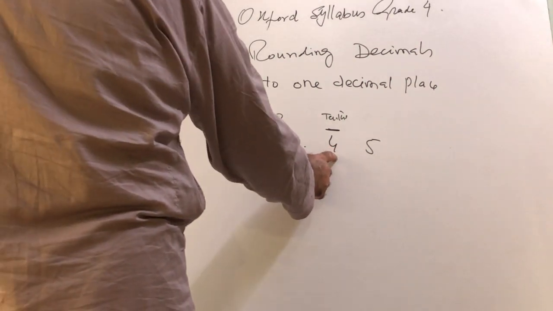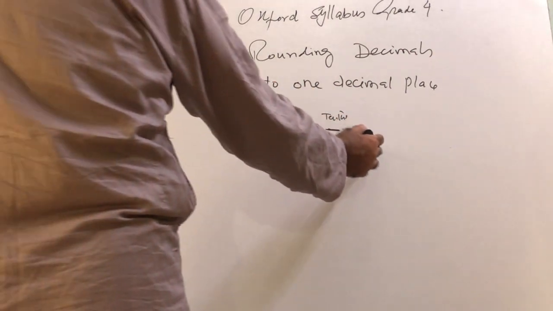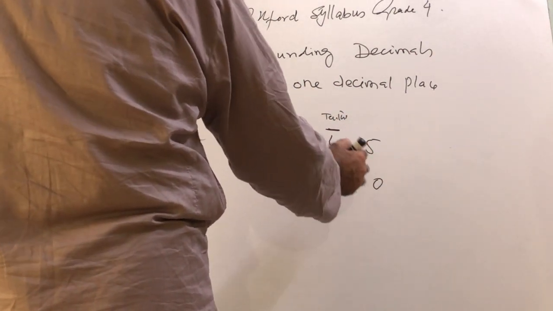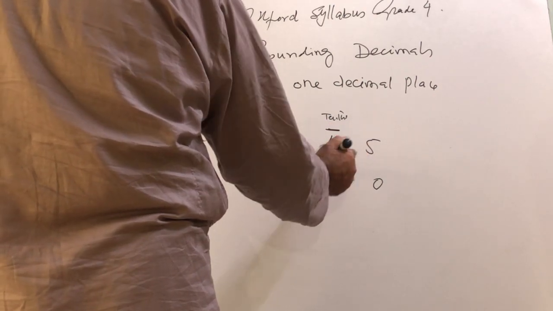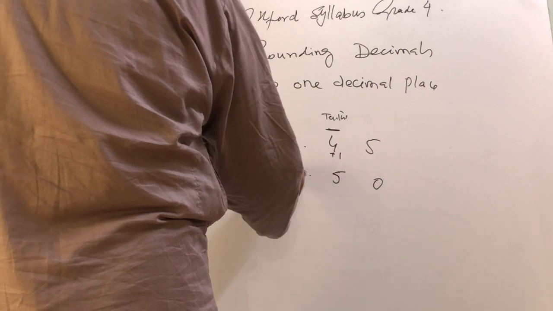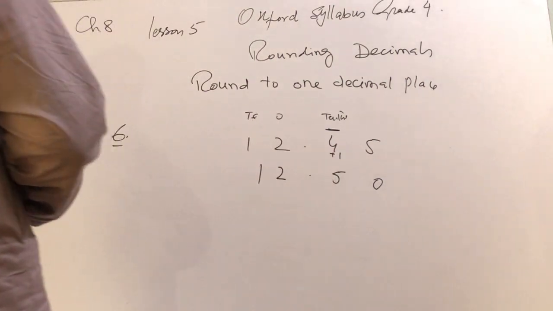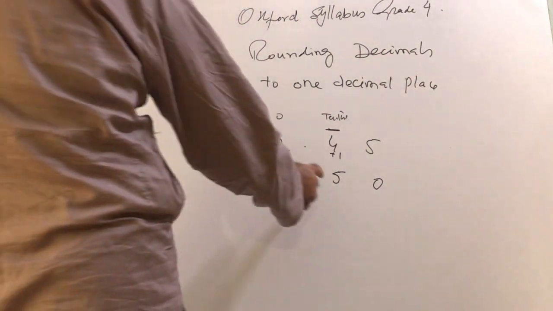So we are not sure about this, it is 4 or 5. We don't need this. It becomes 0. But this is the immediate neighbor of 4, on the right side, and it is equal to 5. We'll be adding 1 here. It becomes 4 plus 1, 5. The rest remains the same. So the answer is 12.50. Okay, so we have rounded it to one decimal place.